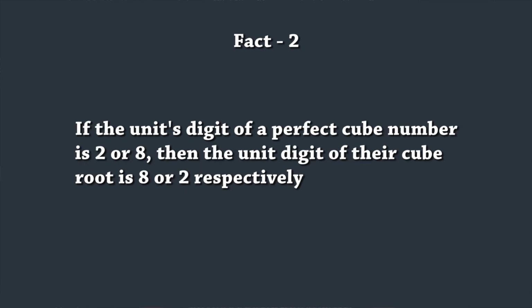Fact 2. If the units digit of a perfect cube number is 2 or 8, then the unit digit of their cube root is 8 or 2 respectively. Fact 3. If the units digit of a perfect cube number is 3 or 7, then the unit digit of their cube root is 7 or 3 respectively.